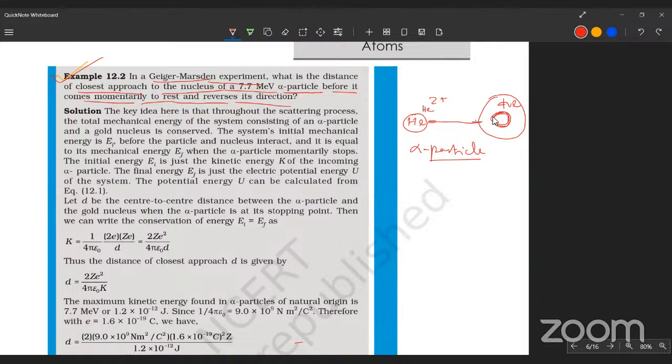So it will not be able to touch. What will this alpha particle do? It will go close, and after reaching a very close distance, it will stop. It will not move further. This distance between the nucleus and the alpha particle where it stops is called the distance of closest approach.